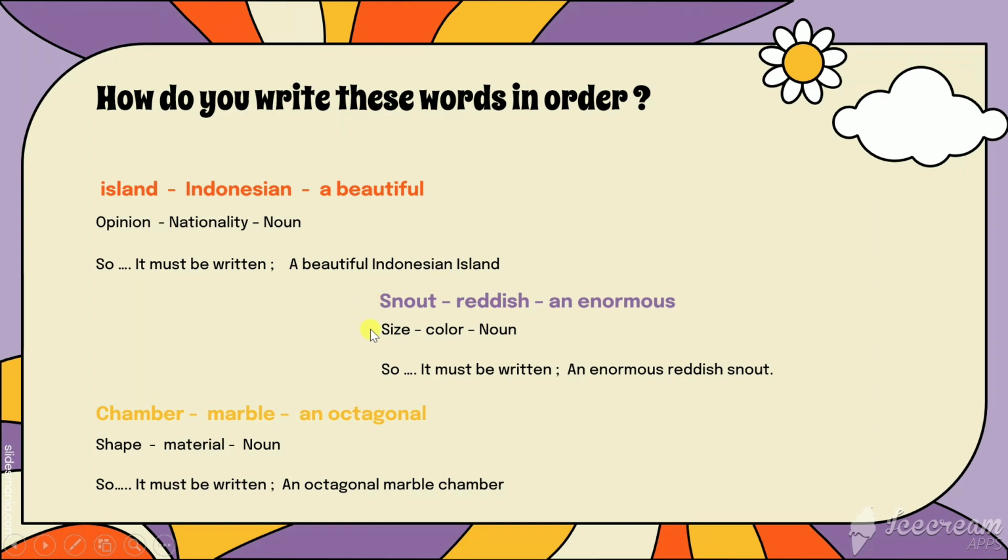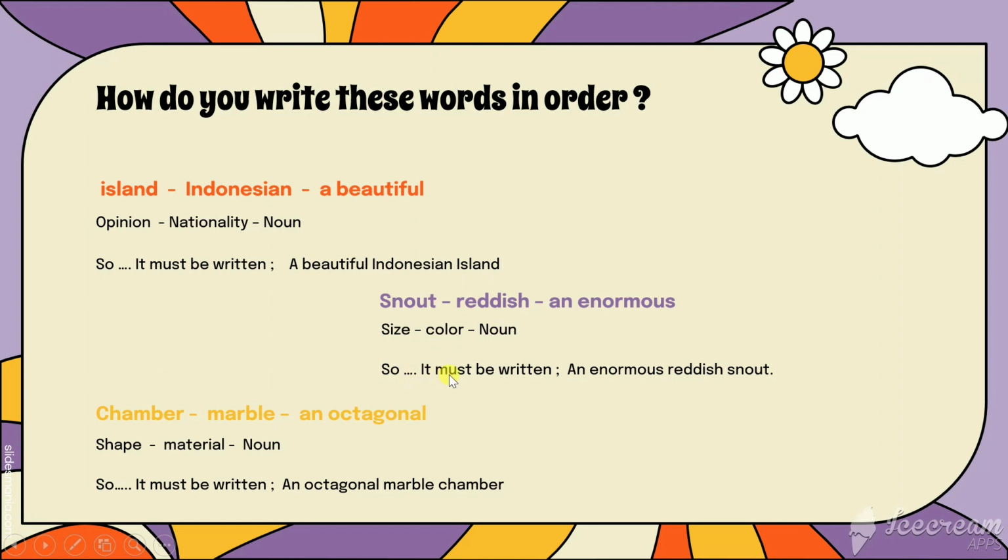And then the second example, there are 3 words here: smooth, reddish, and enormous. So remember that the order is like this: size, color, noun. So you have to decide. Smooth, it belongs to, what is it? Okay, you're right, noun. And then reddish belongs to color. Yeah, and enormous is a size, of course.